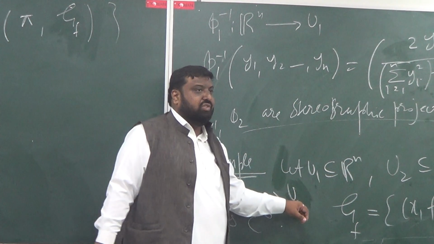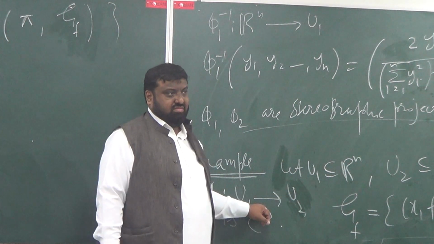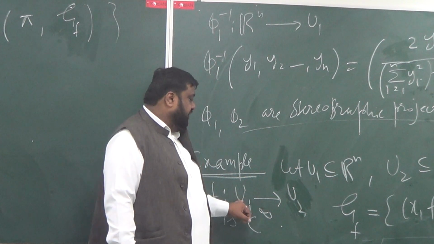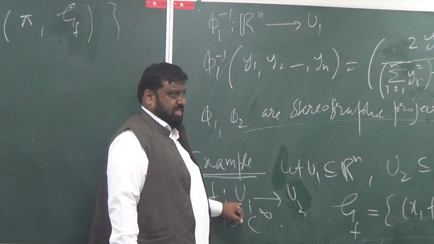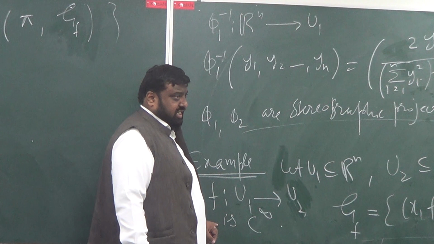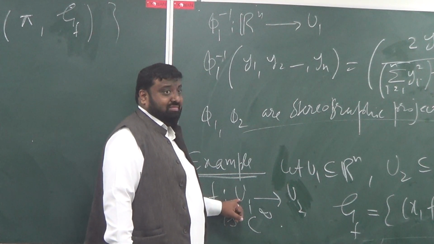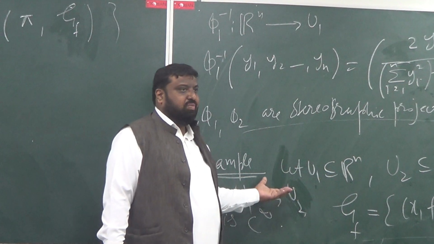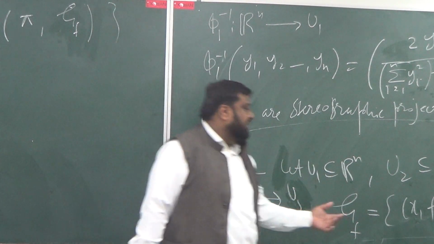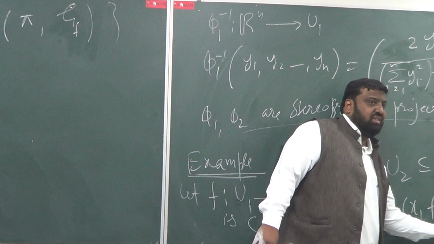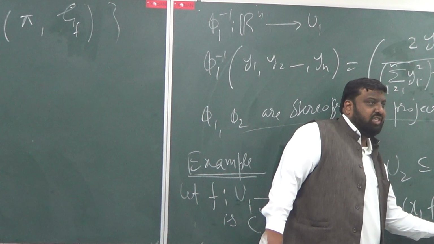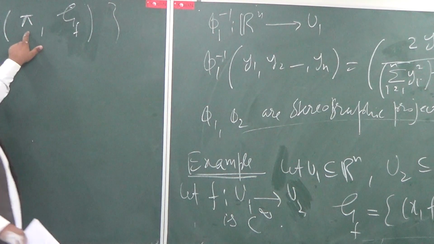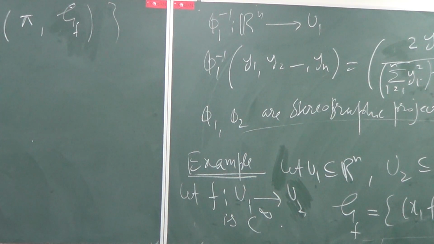Then F of U2 is what? F of U1 is what? Think about it. If U1 is open and F is C infinity, then F of U1 is open. In other words, this U2 is open. And I can show that even this graph is open. So what I only need to describe is basically the pi now. What is this pi?